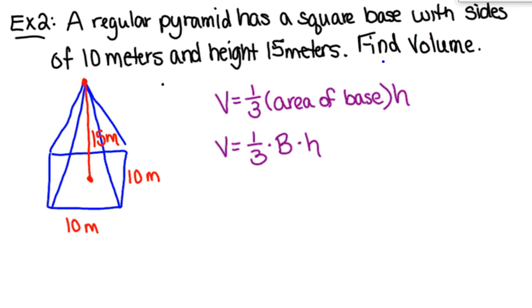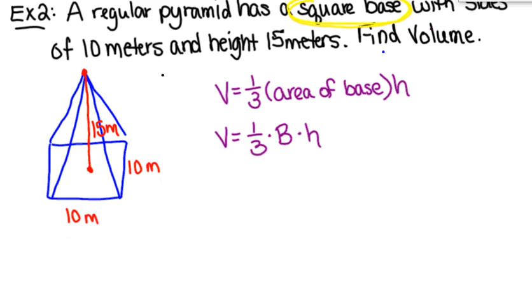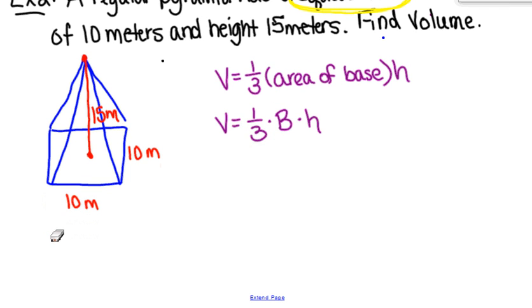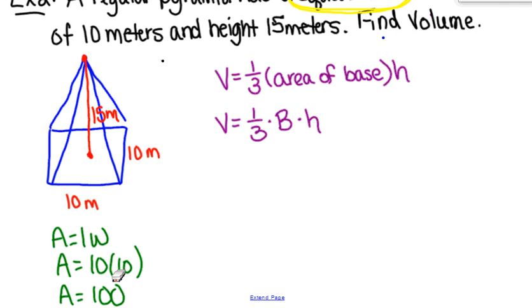Now my base is a square, remember. So again, to find the area of that square, I'm either going to do length times width or side times side. However you look at it, the area of that base comes out to be 100 square meters. So that's what I'm going to go ahead and substitute into the formula. In place of the capital B, I'm going to replace that with 100. And the height of the pyramid from my picture or from the words that were given to me is 15.